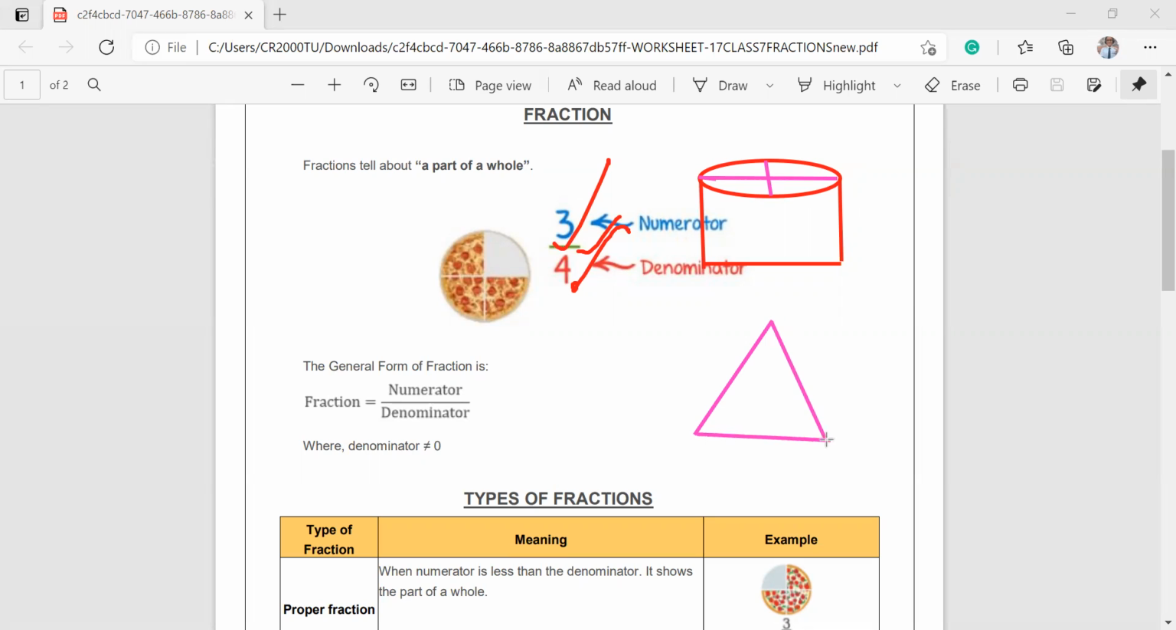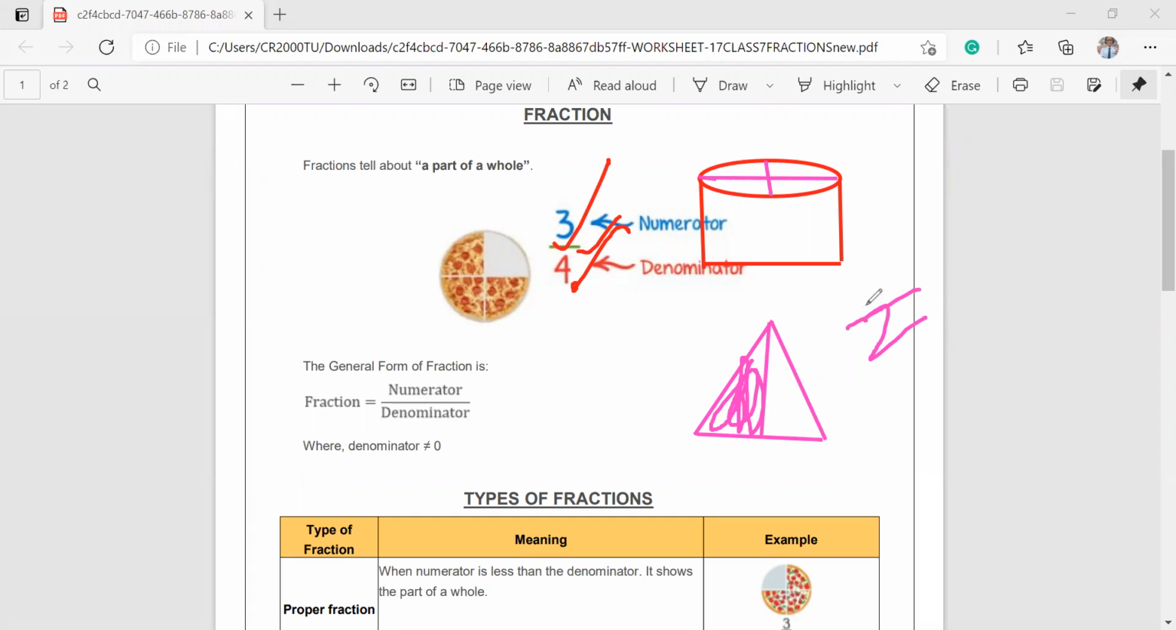So in symmetry we have learned the parts of the whole. Yes, so we could not do it like this. What we do to a triangle, we cut it like this, and if one part is shaded, what will happen to the other part? There were two equal parts, we can say there were two parts of a whole.